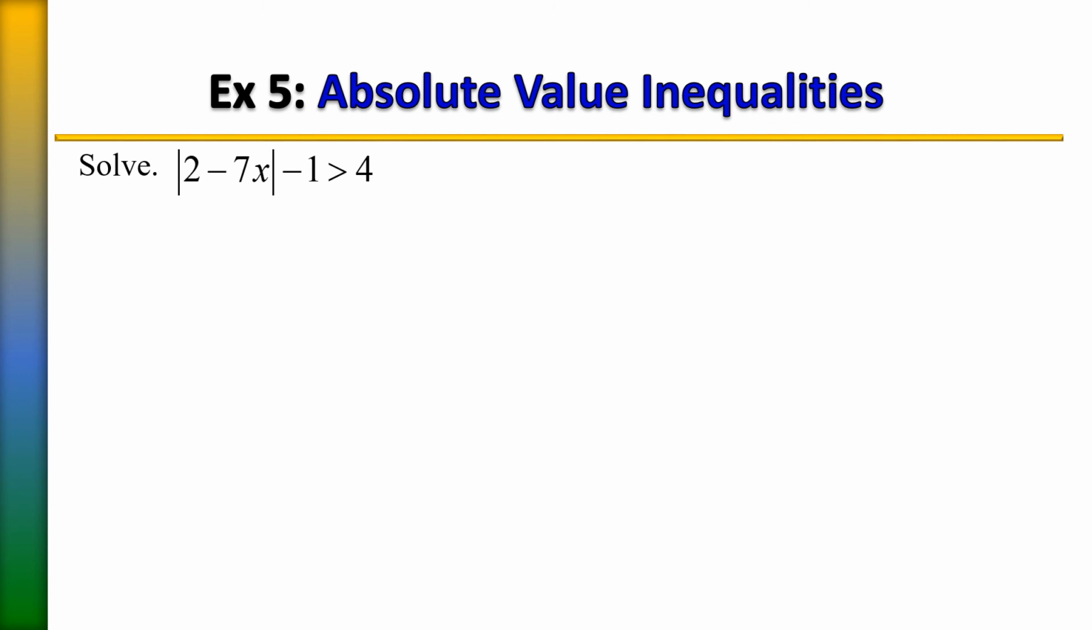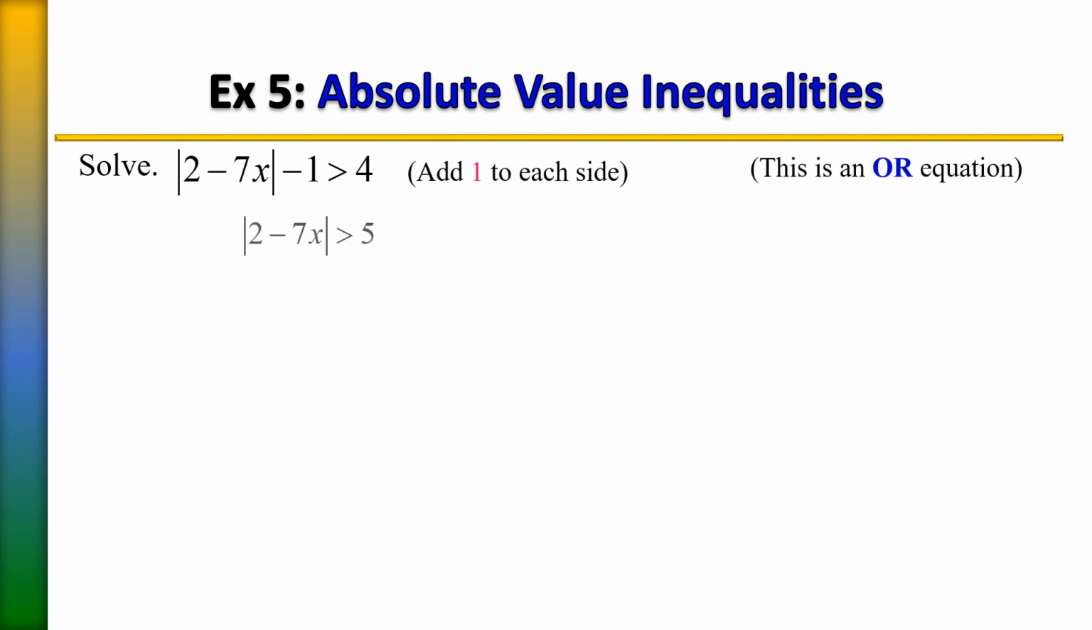And by the way, what type of equation are we going to be dealing with? Is this an and or is this an or? All right, so if you said greater or, then you are correct. All right, so let's go ahead and add 1. All right, so now that we've added 1, and this is a greater equation, we know that we're going to have 2 separate equations. One is this equation itself without the absolute value bars, so that would be 2 minus 7x is greater than 5.